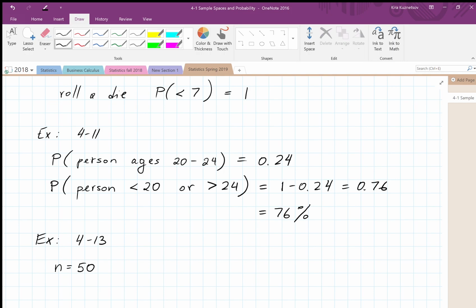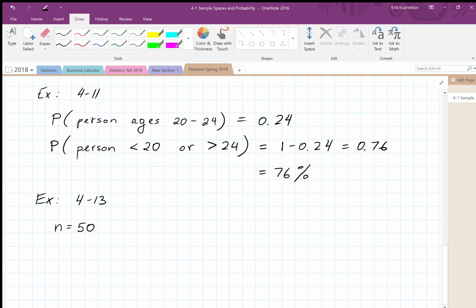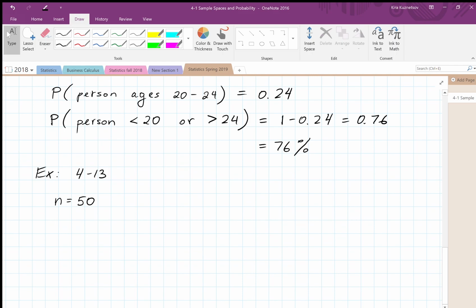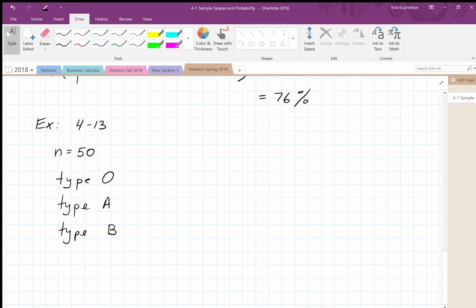So, my first step, I need to set up the frequency distribution. A frequency distribution, it is what it is. We need to write down what we have. So I have my types of blood. So type O. I have type A. I have type B. And I have type AB. And then I have my frequency.